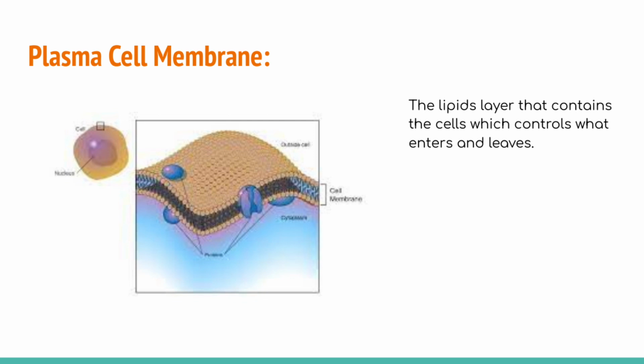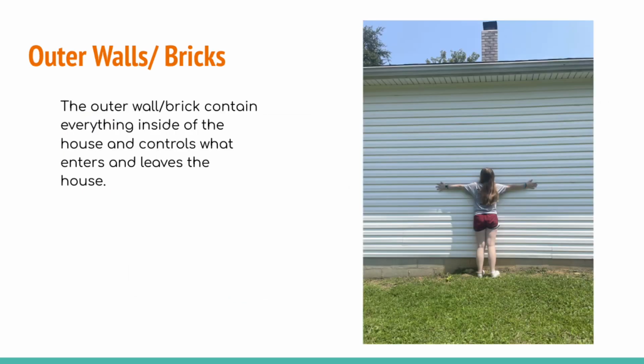The outer walls or bricks of a house contain everything inside of the house and control what enters and leaves. So just like the plasma cell membrane, it is a layer of wall, or in the cell membrane's case, lipids that control what enters and leaves and holds everything together on the inside.